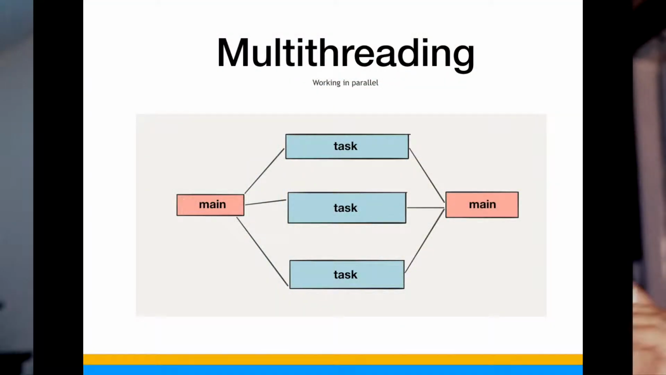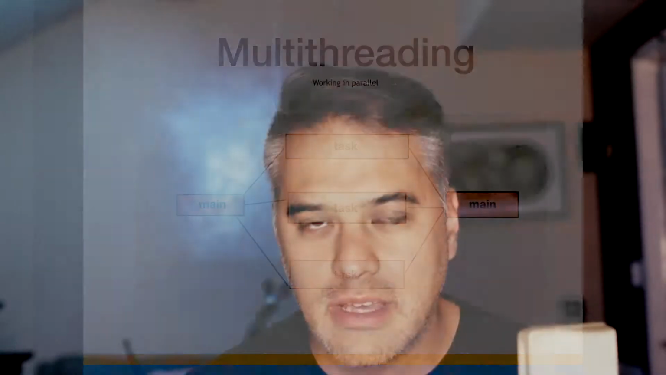What is multi-threading? Multi-threading is simply grabbing the main task and splitting it into subtasks and then having those tasks perform jobs in parallel and then have them joined to the main task so that the task can continue. The computer is going to try to fake that it can work on many things at the same time.